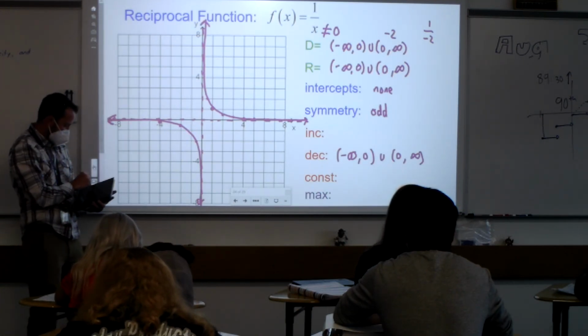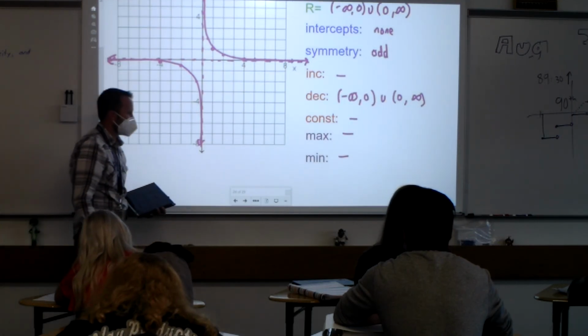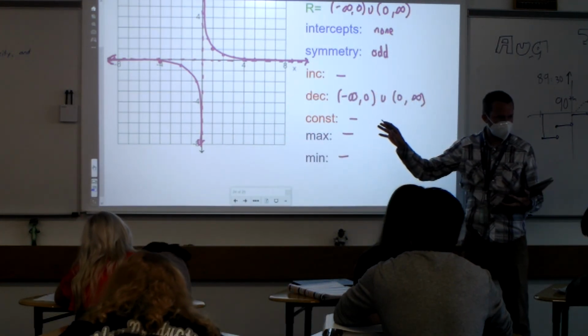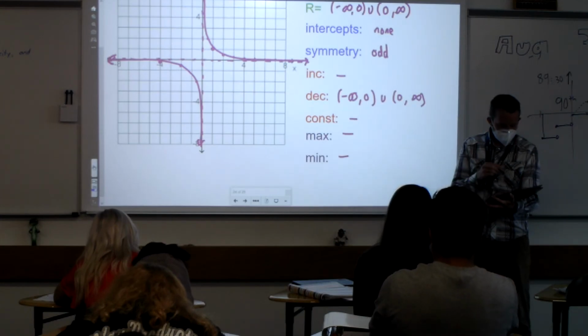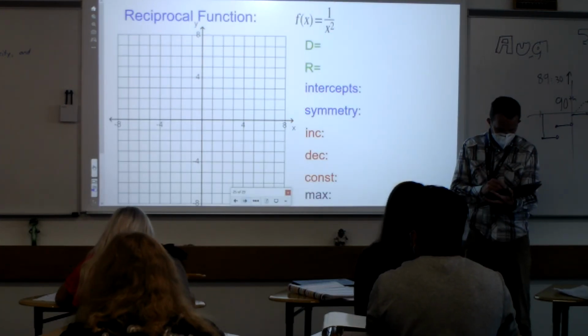Any max or mins here, guys? Nope, we're good. Does that make sense? Do you feel a little more comfortable with these? Okay, we're almost done. We're going to go to, I think this is our last one. And then we've got piecewise.